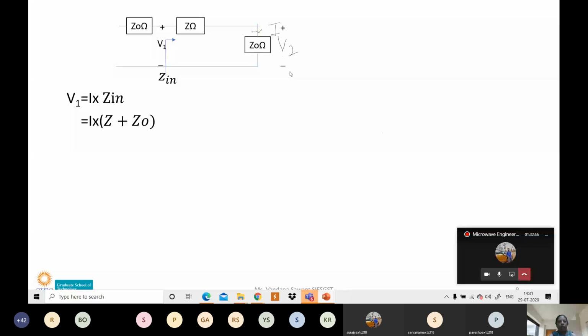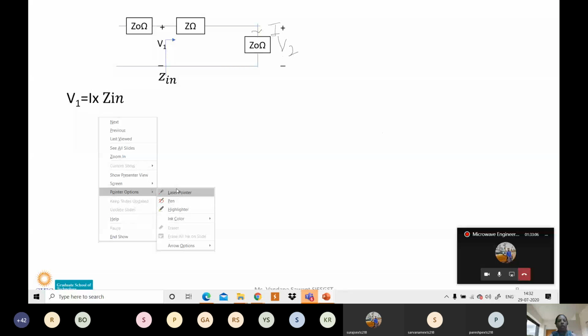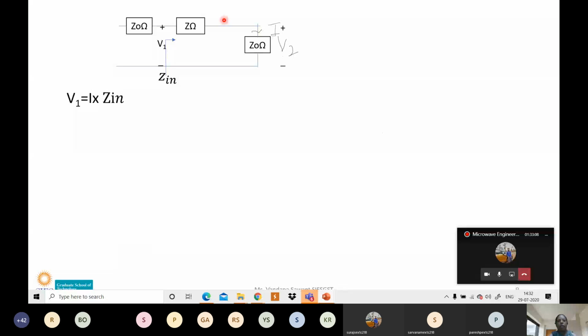Okay, so what is V1? V1 is equal to Zin into I. The current flowing through the circuit is I. This input voltage V1 is how much? If the input impedance is Zin, then Zin multiplied by I will be your V1. So we can write V1 is equal to I into Zin. Then we can put the value for Zin in this equation. What is Zin? Zin is Z plus Z0. So we will write I into Z plus Z0. Now V1 is equal to I into Z plus Z0.